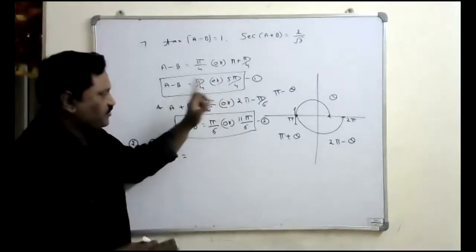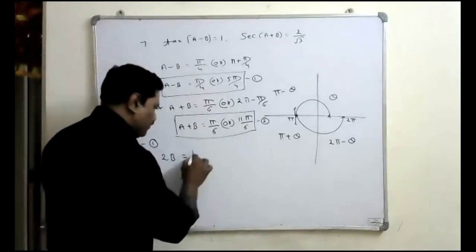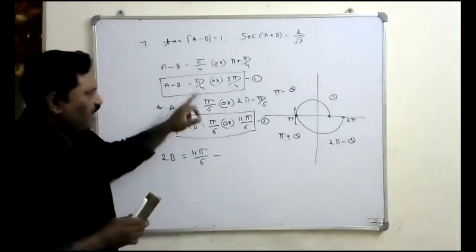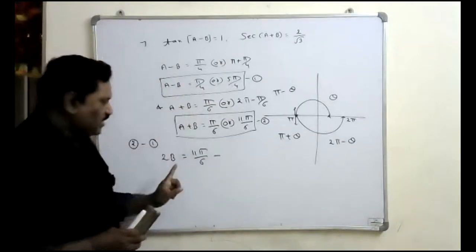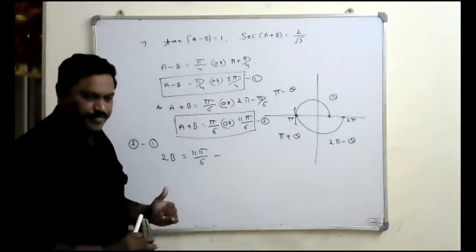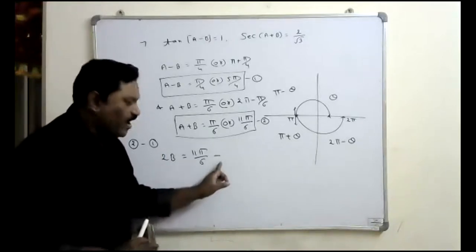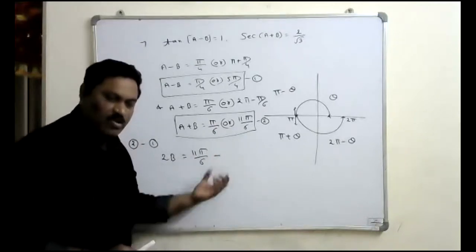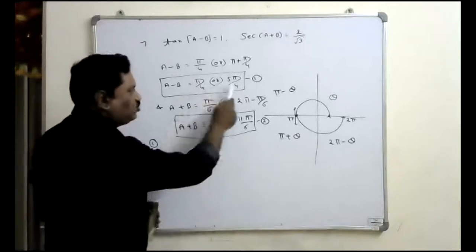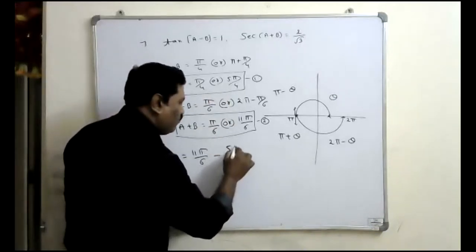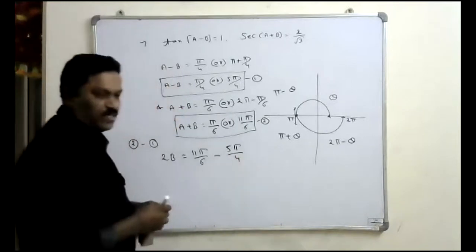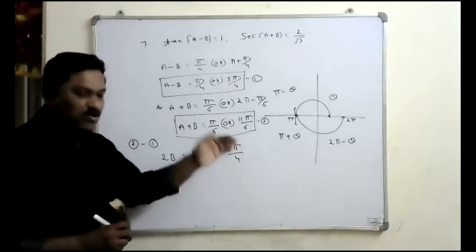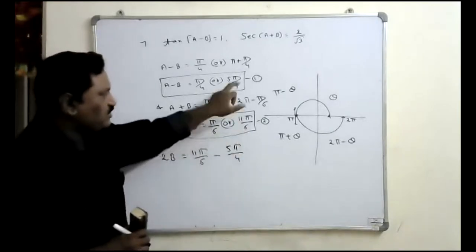Suppose we take 11 pi by 6 minus, if I take this one, I have to take either this or this, because I want to find the minimum value. If I want to find the minimum value, I have to subtract the maximum value. If I subtract the maximum value, the total value becomes minimum. So out of these two, what is the maximum value? It is 5 pi by 4. So if I subtract it, the total value becomes minimum. That's why I will subtract these two.